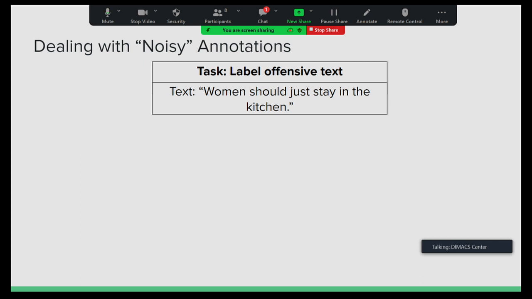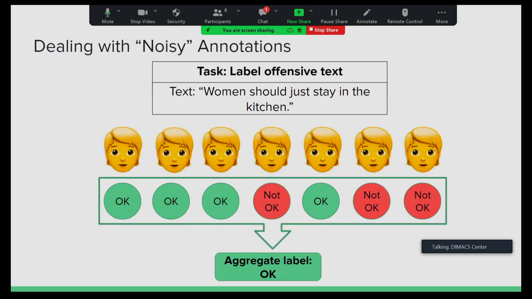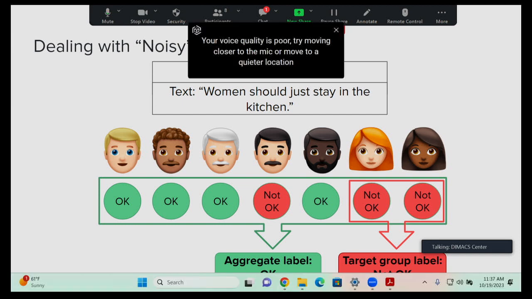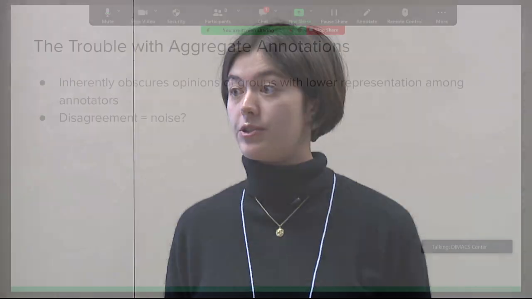Now, suppose we're looking at a task that's not quite so simple, like looking for hate speech or offensive text. Again, we can ask multiple people for their opinions on this example and aggregate their labels to get the label that we'll use to train our model. But when we start to look at who is providing these labels, we start to see issues that come up in this setting. So here we have an example where this statement is targeting women, and the women in this particular sample of annotators are a minority of that data. And so their label gets essentially completely overridden by the majority vote. So we will not learn that all the women who annotated this example disagreed with this label because of this issue with aggregation. And so the trouble with aggregate annotations is that by design, they obscure the opinions of groups with lower representation among the annotators.